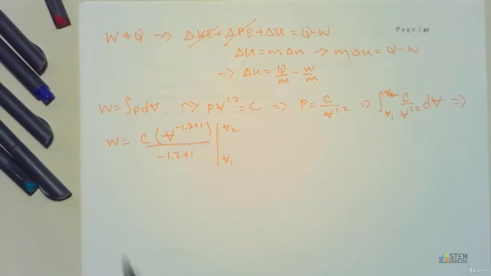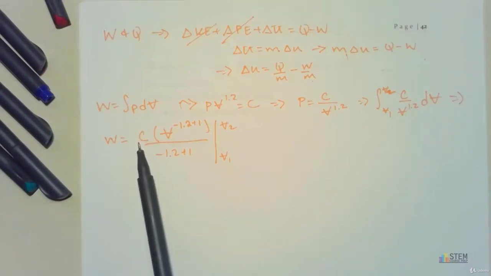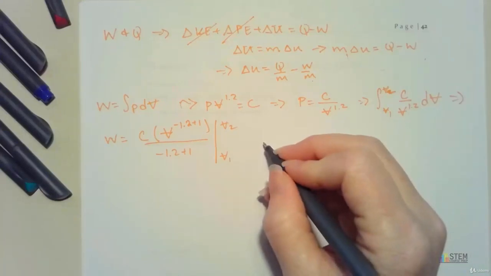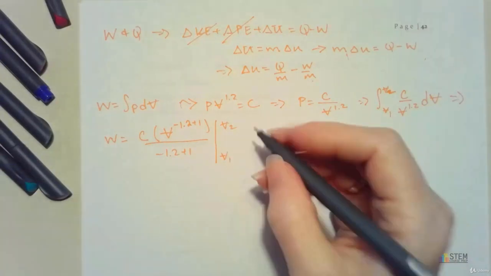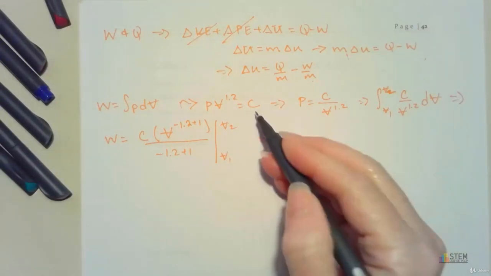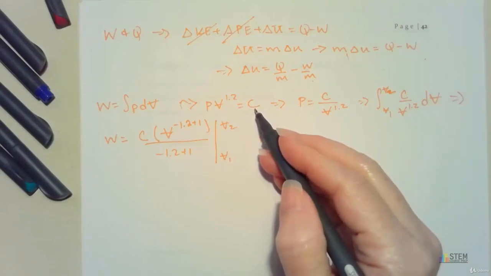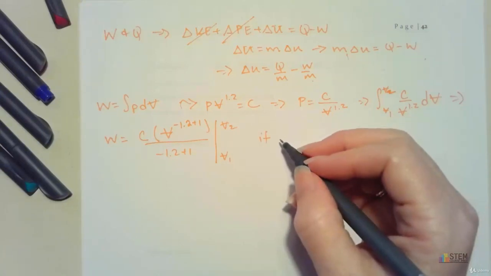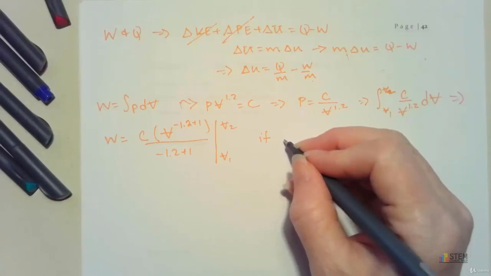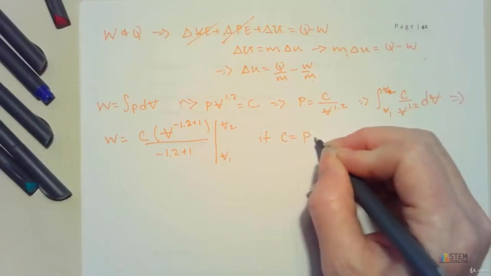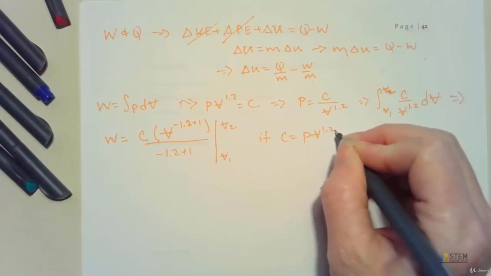Now, before we can move forward, we have to figure out what C is. We can't just leave this C here. All right, so let's figure out what C is going to be, and then we'll go through and plug everything in. So C is going to come from up here. And we know that we can write C is PV to the power of 1.2.